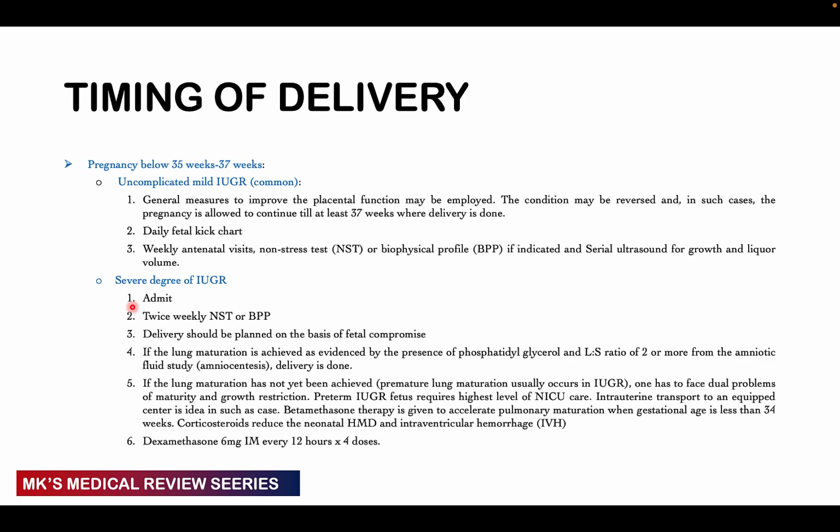So remember that preterm IUGR infants require the highest level of NICU care, and intrauterine transport to an equipped center is actually ideal in such a case, where we can give steroids to the mother, such as dexamethasone 6 milligrams IM every 12 hours for 4 doses to help improve lung maturation, because corticosteroids are going to be reducing the risk of intraventricular hemorrhage and other complications that are related to poor lung maturation.